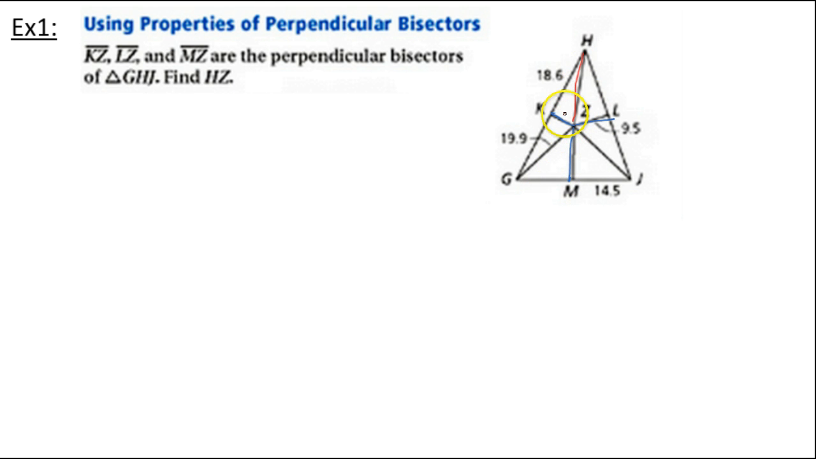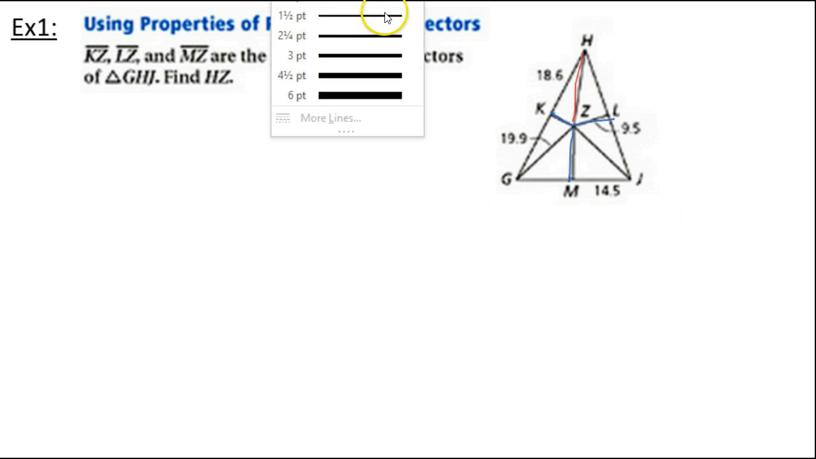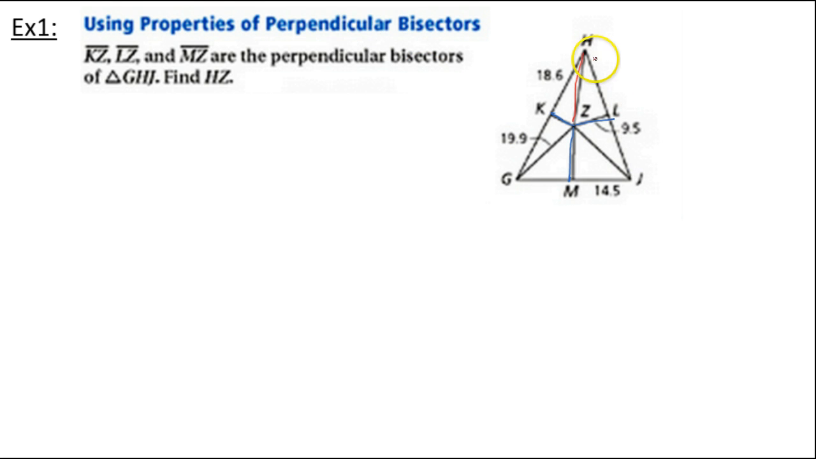So if we were to isolate this triangle, I'm going to trace over HZ, trace over this side. We notice we have this whole perpendicular bisector thing going on again. Meaning if I know this side, I have to know this side. So HZ, using the property of perpendicular bisector, is just equal to 19.9. And that's it.